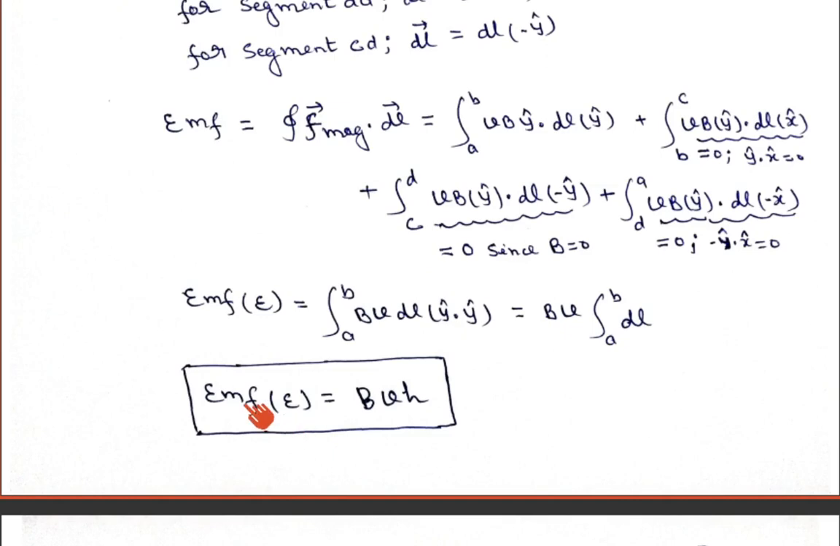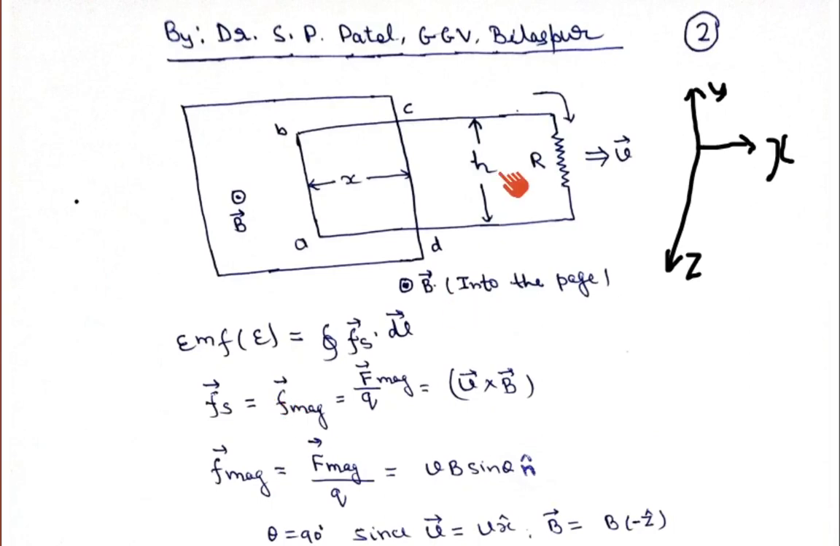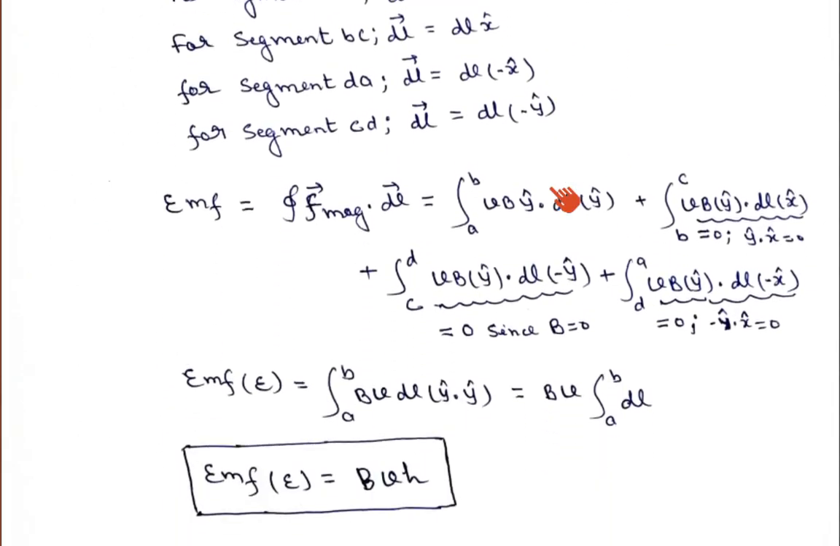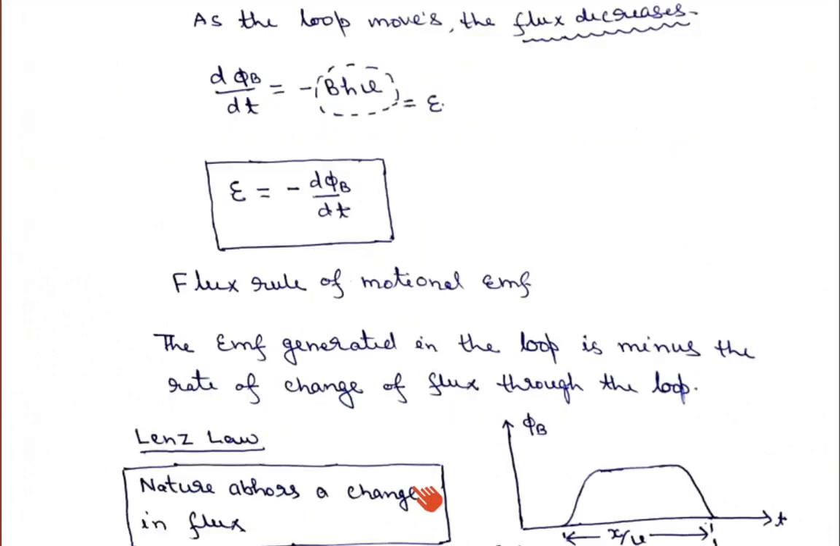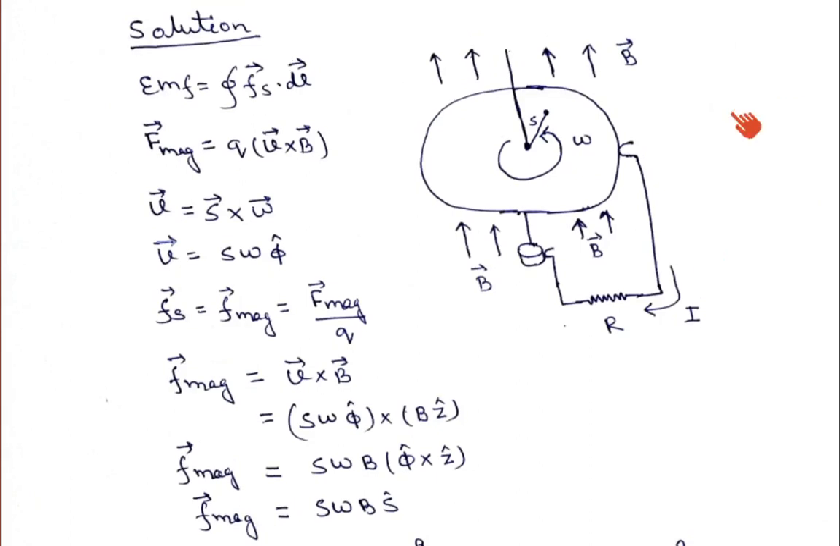Because of this EMF, we have learned previously that the EMF is basically equal to the potential difference in the circuit. If there is a potential difference in the circuit, and we have resistance, we can find out how much current will be there. So current I is equal to V upon R, that is EMF upon R. For this circuit, the EMF we have already known, that is BVH, and upon R, so that will give the current.